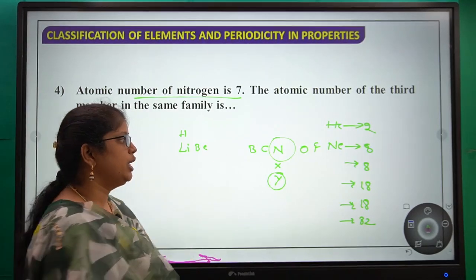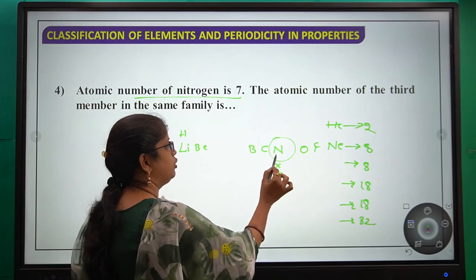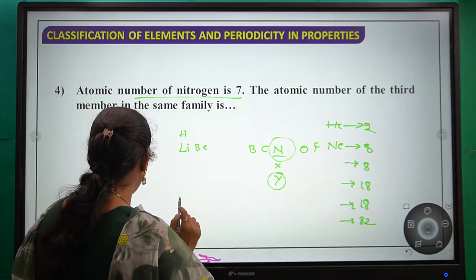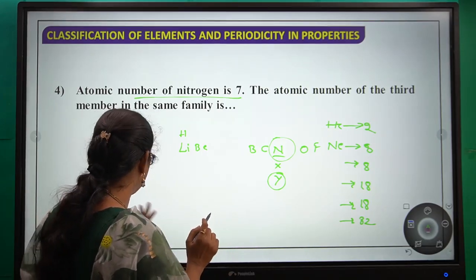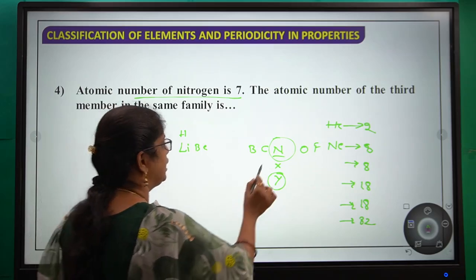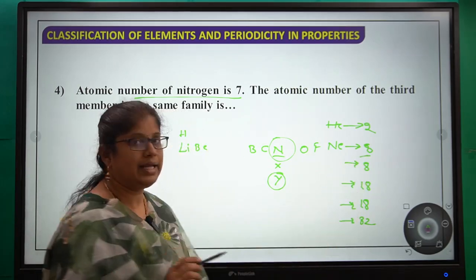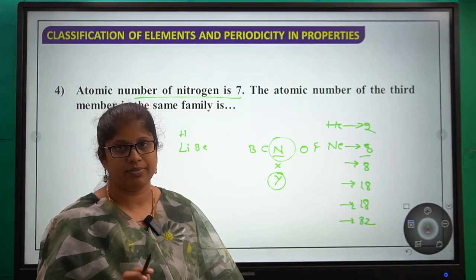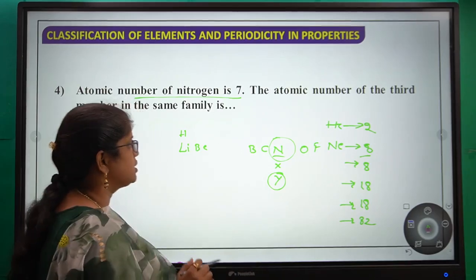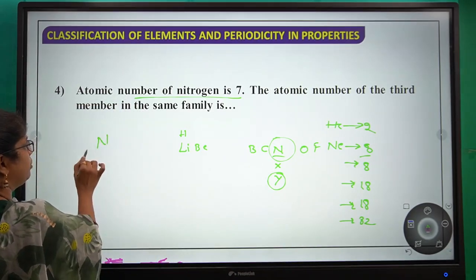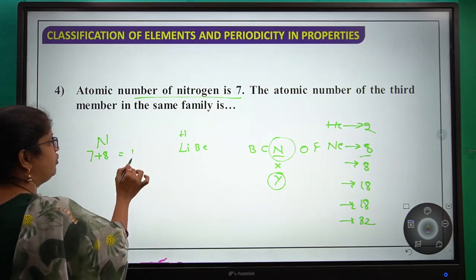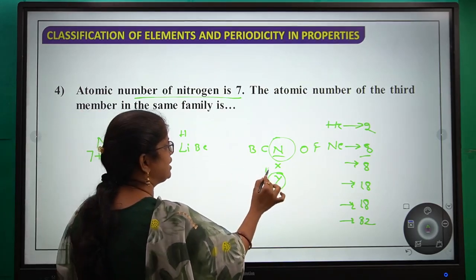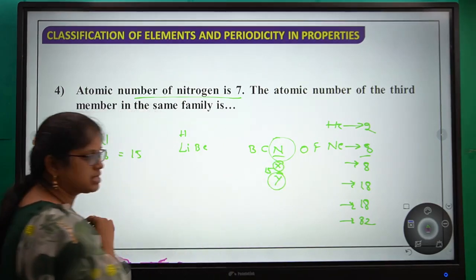First, nitrogen is present in which period? Second period. So the second period contains a maximum of how many elements? Second period contains a maximum of 8 elements. So now you just take the nitrogen atomic number 7 and add 8. How much will we get? 15. So this 15 is the atomic number of this X.